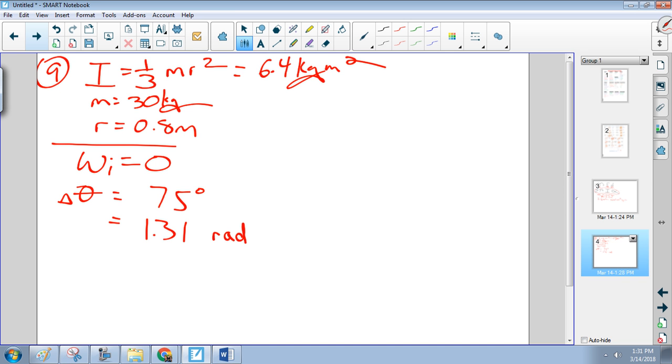Okay, and this all takes place in a time of 1.8 seconds. Now the question wants to know how much force is needed. So we're looking for the force again. This is very similar to the one I was just talking about a minute ago with Tim, but the calculations I think are a little trickier.